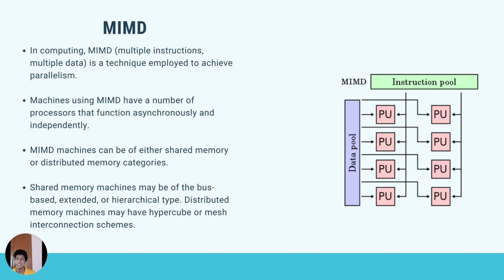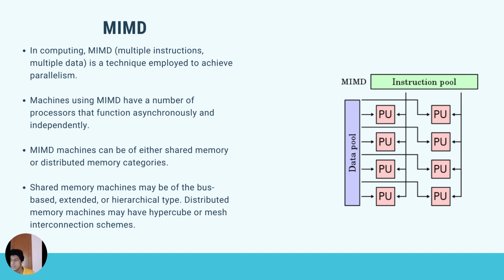So in this type, we basically see the instruction pool giving multiple instructions to multiple data. It does not actually have to depend upon any other factors. Each of them is doing their own jobs. Basically, we can say about this MIMD, it is the most useful architecture when it comes to Flynn's taxonomy or Flynn's classification.